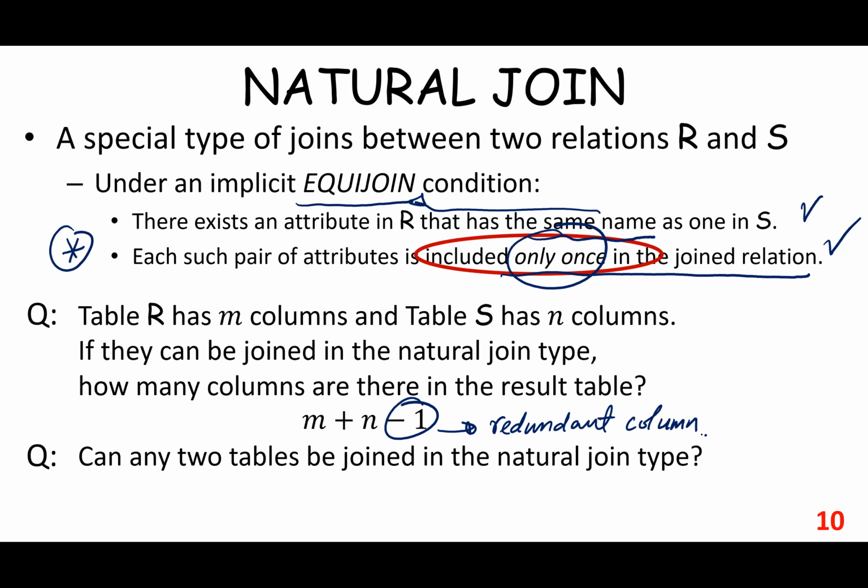Can any two tables be joined in the natural join type? The first answer obviously is no. How would you have that natural join condition, the equijoin kind of condition requirement? By default, usually we do not have that kind of condition. But for the answer, actually, it's a little more than that. Here, without renaming.